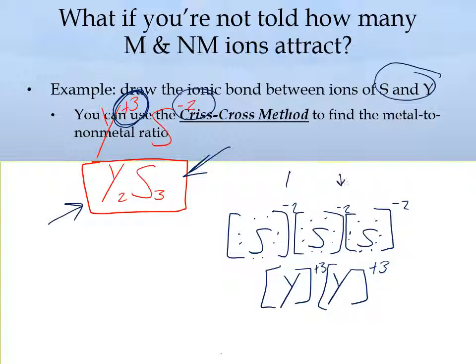-2, -4, -6 charge total up here, +2, +6 charge on the bottom, balance each other out. The whole thing balances and cancels, and that's our ionic compound for Y2S3.